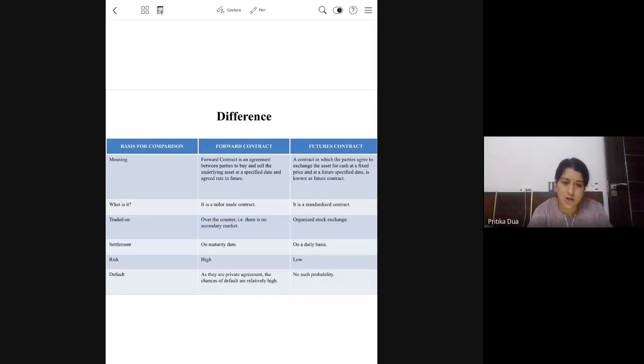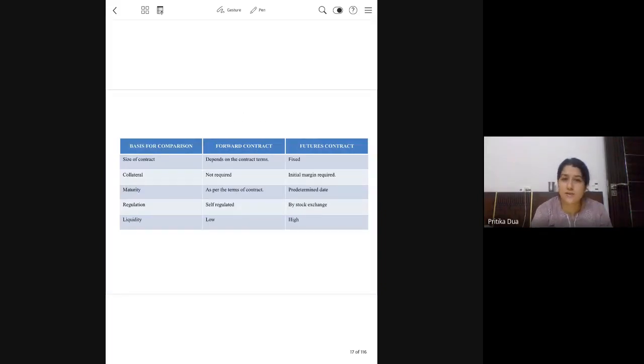Again, chances of default are dependent on the risk. Then size of contract is fixed for a future contract. Forward contracts generally work without any security deposit, any margin, maturity, regulation, liquidity. Again, liquidity will be high for a future contract because there is a secondary market available for future contracts, but there is no such market for forward contracts. Okay, I hope all the differences are clear. Just as per the meaning of both the contracts, these are the points of difference between them.